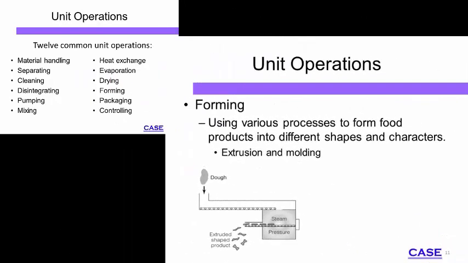When ground hamburger is made into a patty, that is considered forming. Molds, casings, cutters, pressure, and other tools aid in forming a food.